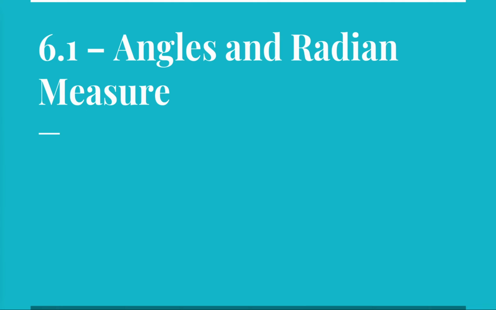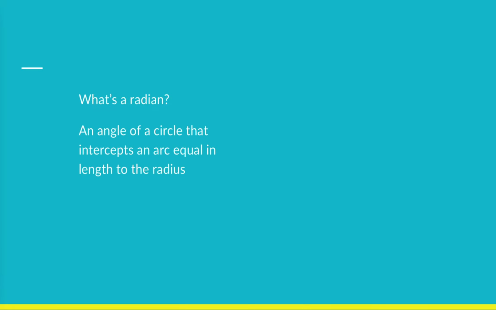Radian measure. So, what is a radian? A radian is an angle of a circle that intercepts an arc equal in length to the radius. Right? It's a unit for measuring an angle, similar to a degree.